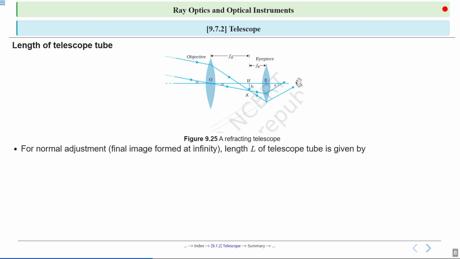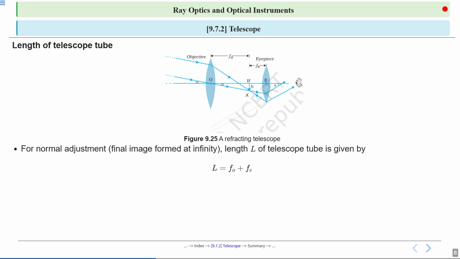Now let's discuss the length of the telescope tube. For normal adjustments where the final image is formed at infinity, the length of the telescope tube, denoted as L, is crucial. This setup ensures that the telescope is optimized for viewing distant objects. The formula for the length of the telescope tube is L equals F naught plus Fe.